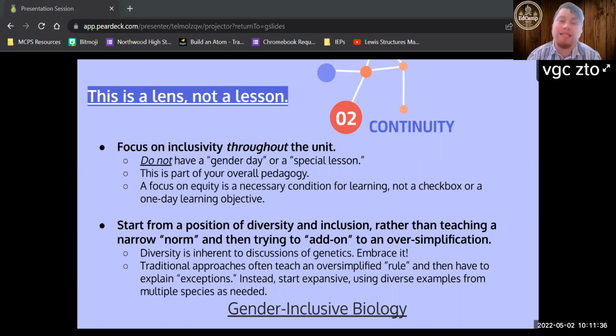But the reality is this is a lens for all of our teaching, not just one lesson plan that we're teaching within a unit. So we need to focus on inclusivity throughout the unit, rather than having a gender day or a special lesson, which we really want to avoid, as those can be stigmatizing. We want this to be part of our overall approach in the unit. Keeping in mind also that this focus on equity is a necessary condition for our students to learn throughout the unit. It's not just a checkbox or a one-day learning objective for us to cover.